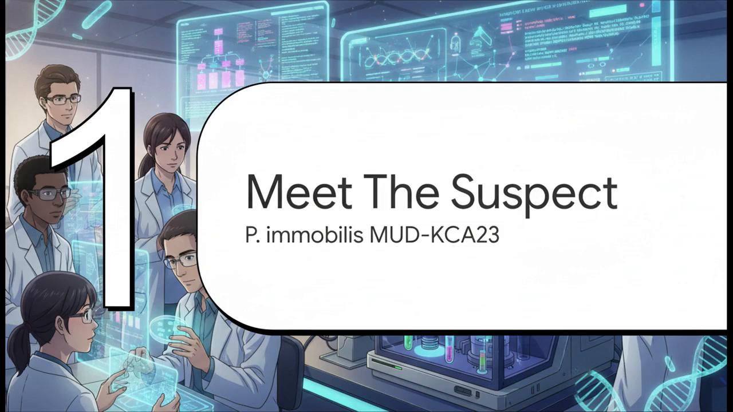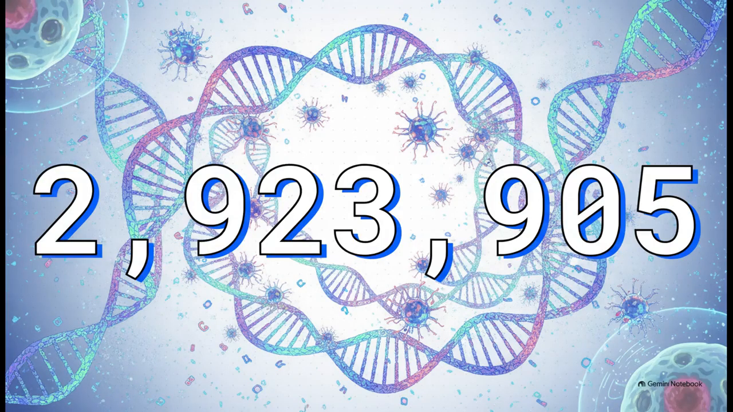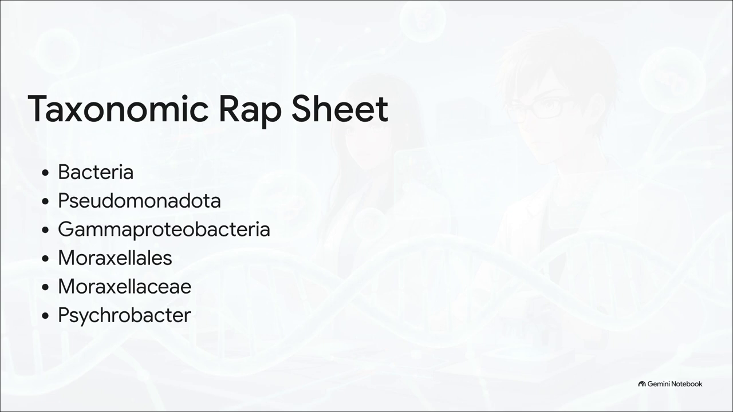Part 1. Meet the suspect, Psychrobacter immobilis. What's really interesting about this slide is the sheer, staggering scale of the genetic fingerprint we're dealing with. The genome of this tiny, microscopic organism is a massive 2,923,905 base pairs long. Think of that as nearly 3 million individual levers of DNA code. And that specific code dictates exactly how this bacteria behaves, how it defends itself, and ultimately, how it attacks a human host.